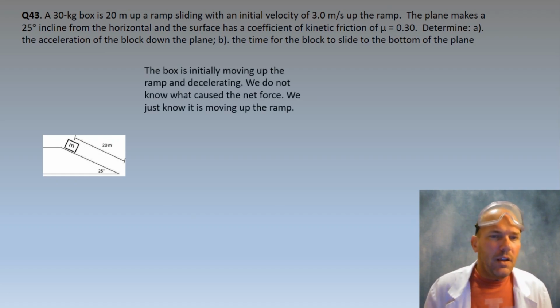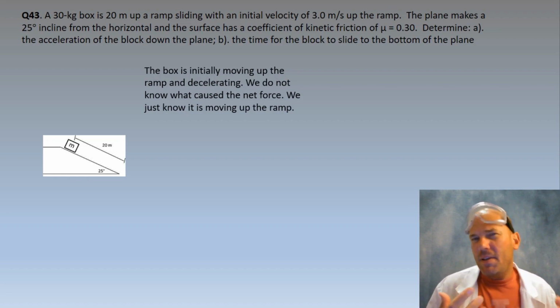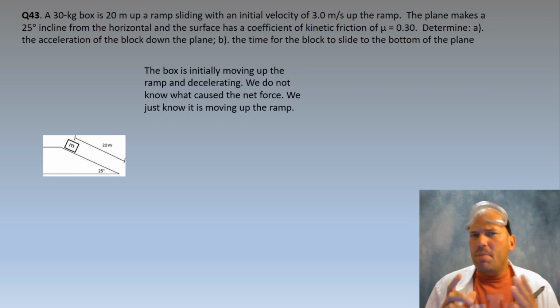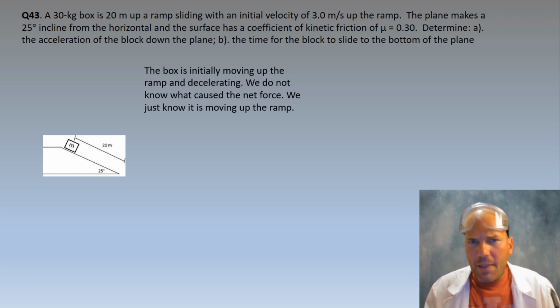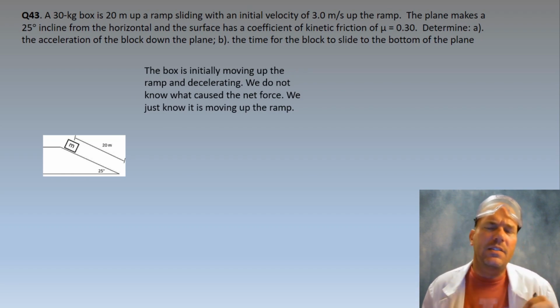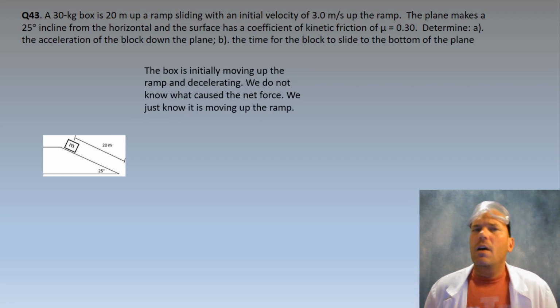So we have a diagram here to help us conceptualize the problem. We're also going to talk about what's happening here. It's initially moving up the ramp, but it must be slowing. So it's moving up the ramp at 3 meters per second, but it's slowing down. So the direction of the acceleration must be opposite of that direction.